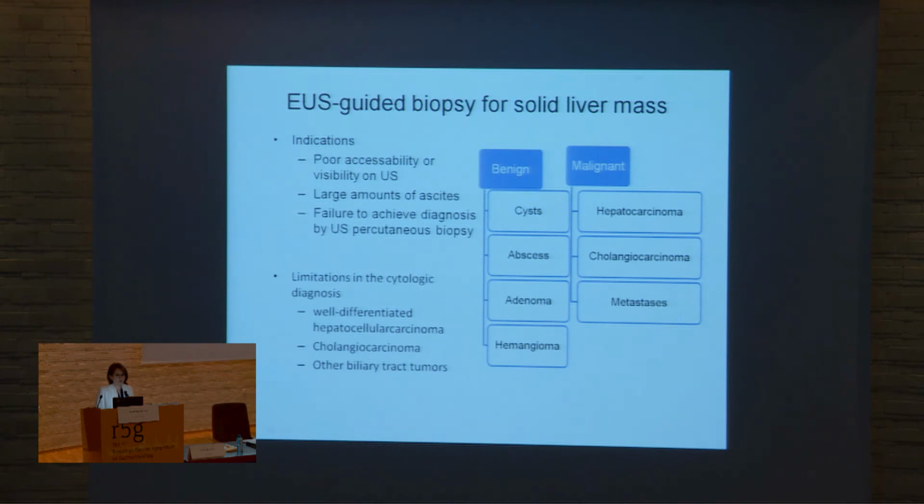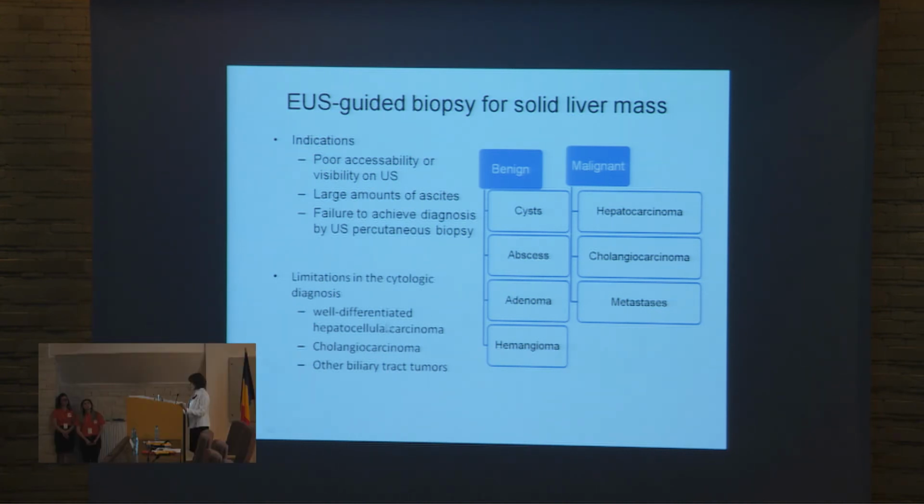So when to use EUS-FNA for solid liver masses? First of all, when we cannot see properly by transabdominal ultrasound, when the patient has an important quantity of ascites, or there is a failure or impossibility to perform percutaneous biopsy. Of course, these are the main indications for biopsy in case of solid liver mass, but there are several limitations, and we have to cooperate very, very well with our pathologists in such situations, especially for well-differentiated hepatocellular carcinoma.